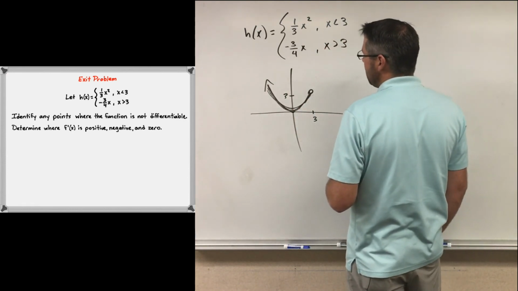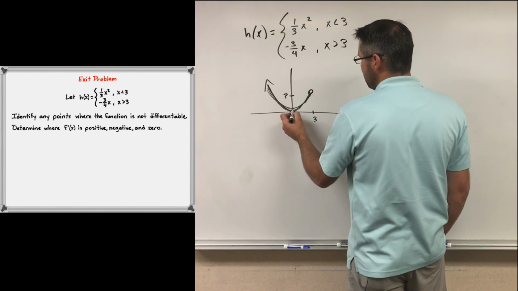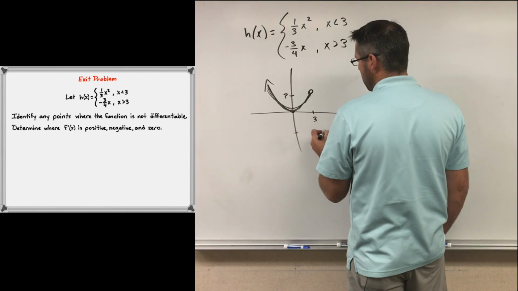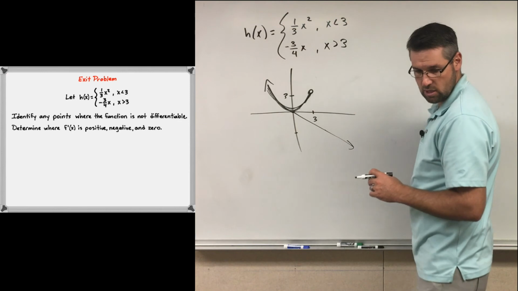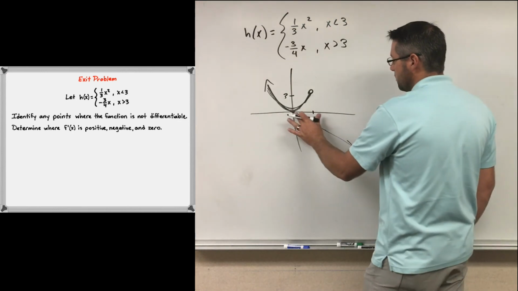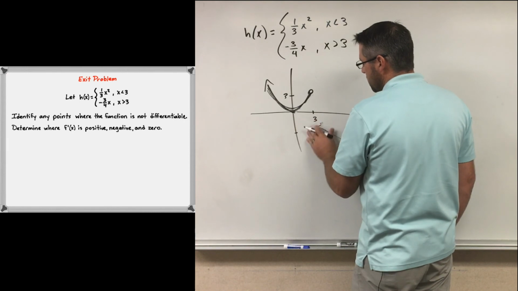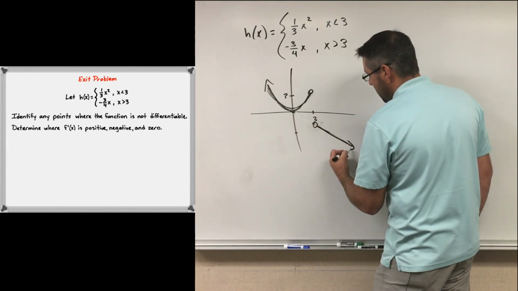Then we have negative 3/4 x, so we know it has a y-intercept of 0 and a slope of negative 3 over 4. We have this line that looks like this, but we're only looking for the values when x is greater than 3. So again, we have an open circle here, and then we have a line.